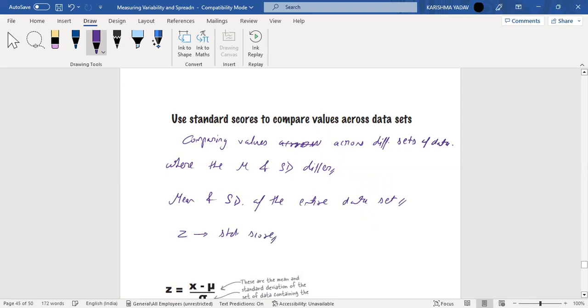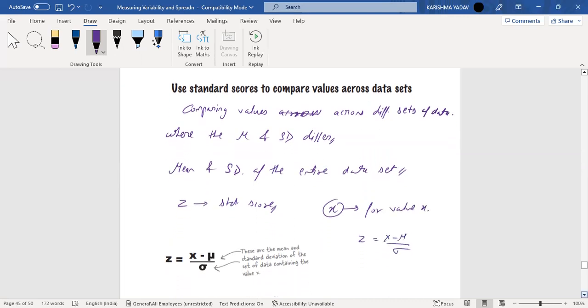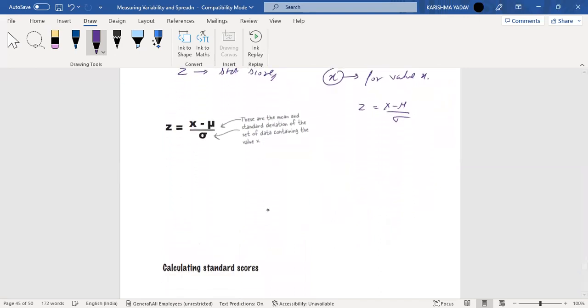And to find the standard score for a particular value X, the computation is Z equals (X minus mu) divided by sigma. It is written here that Z = (X − μ)/σ. Here mu and sigma are the mean and standard deviation of the set of data that contains the X. Now we are computing it.